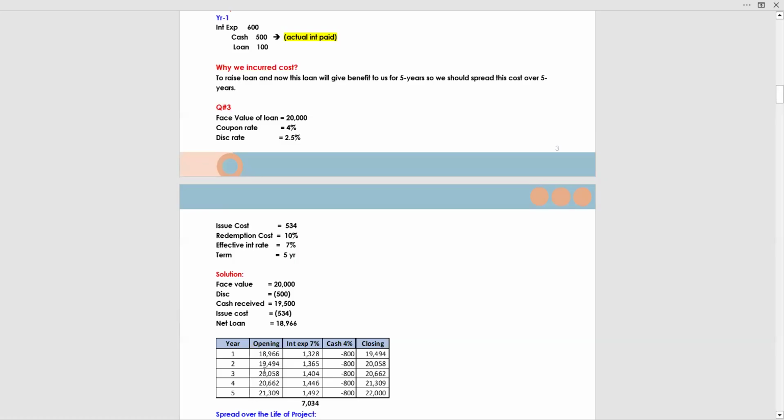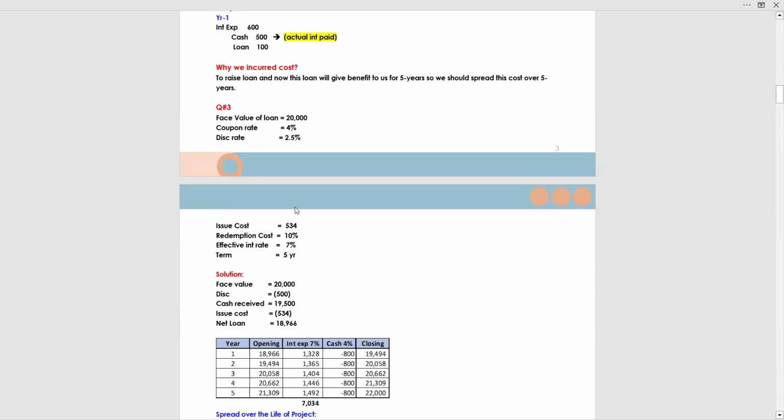Again, this closing will become the opening of the third year. Third year closing will become the opening of the fourth year. Fourth year closing will become the opening of the fifth year. Then you apply 7% on 21,309, which gives you 1,492. Again, 800. So the closing will be 22,000.